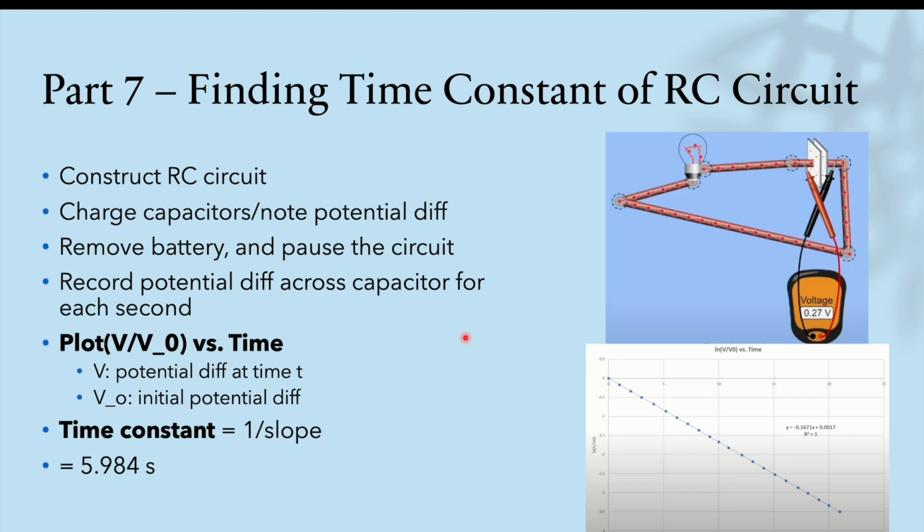In part 7, we are finding the time constant here. To do this, we are basically just removing the battery and pausing the circuit at 1 second intervals to gather the potential difference for each second. And then we can plot the V over V naught versus time graph, and the time constant is then 1 over the slope of that line, and then we find that the time constant is 5.984 seconds.